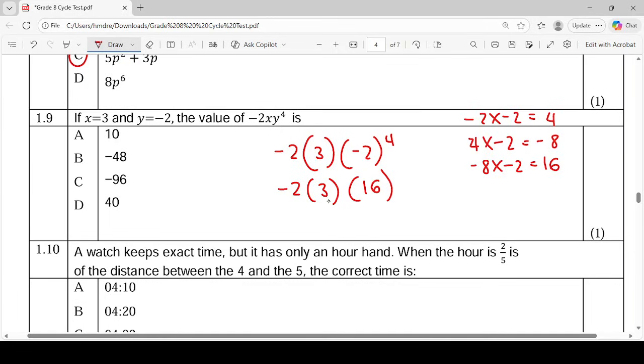And then negative 2 times 3, so that's 6 times 16. And we do have our calculators. So we can see 6 times 16 is 96. And you can see actually here I forgot this negative sign because it was minus 2 times 3. So we keep that negative sign, so it should then be negative 96.